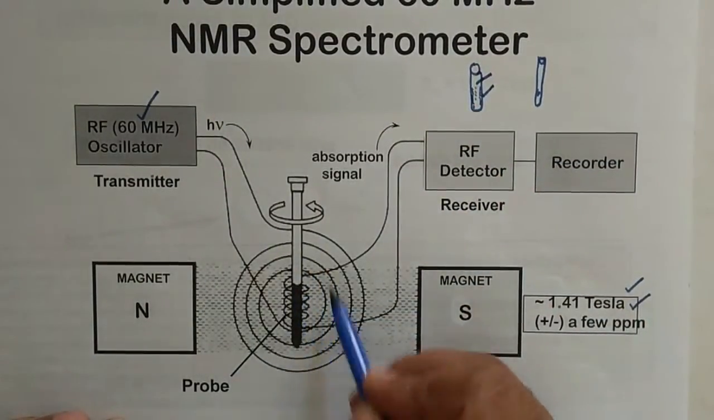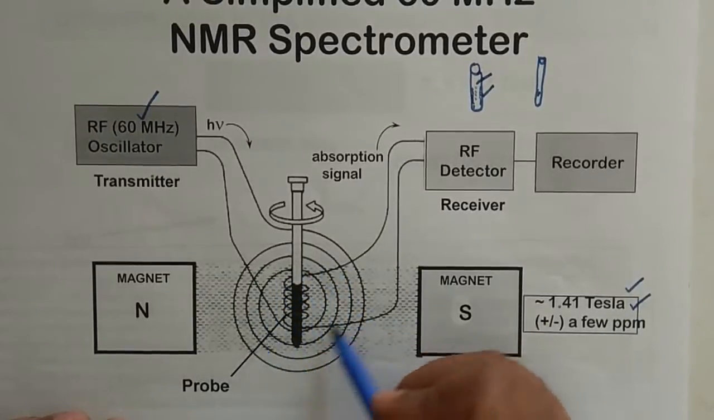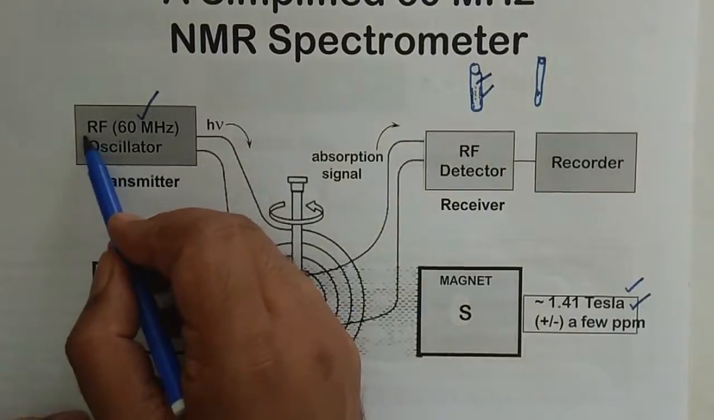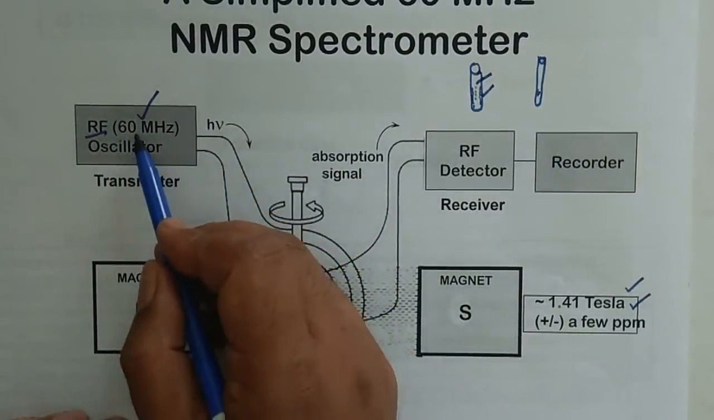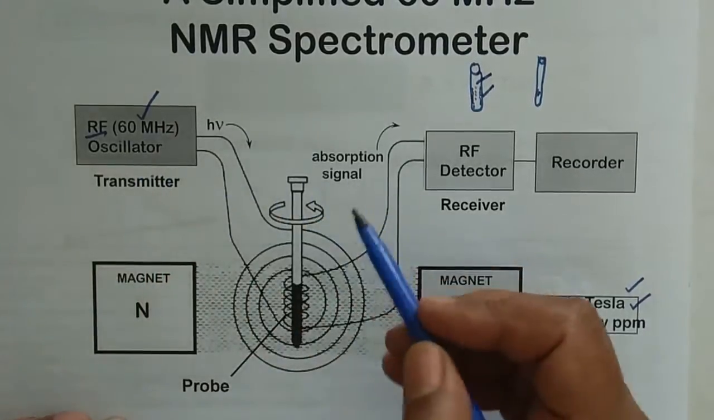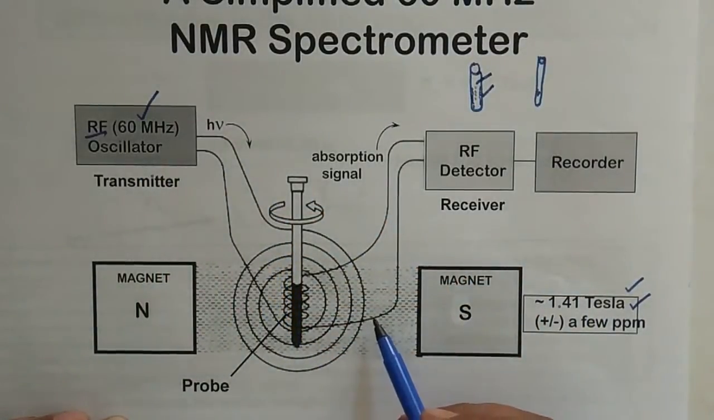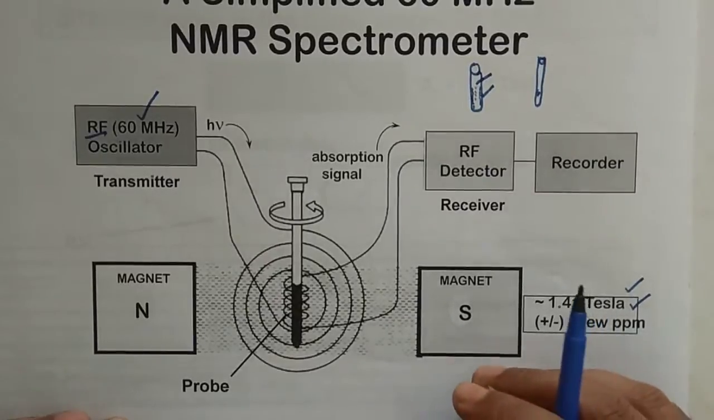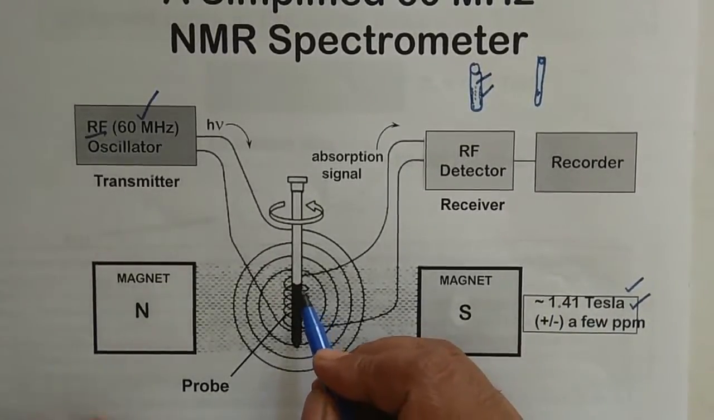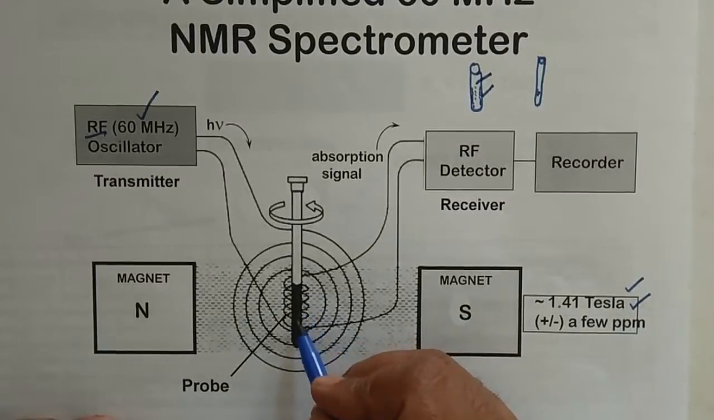Okay, and these are the coils through which we send the RF radiation. Here you can see the RF radiation I have written, and this is a 60 megahertz instrument way back in 1960. These radiations are coming from here. Now you can apply all the theories I have explained in NMR spectroscopy. You can imagine all the things happening here. See, all the nuclei were there.